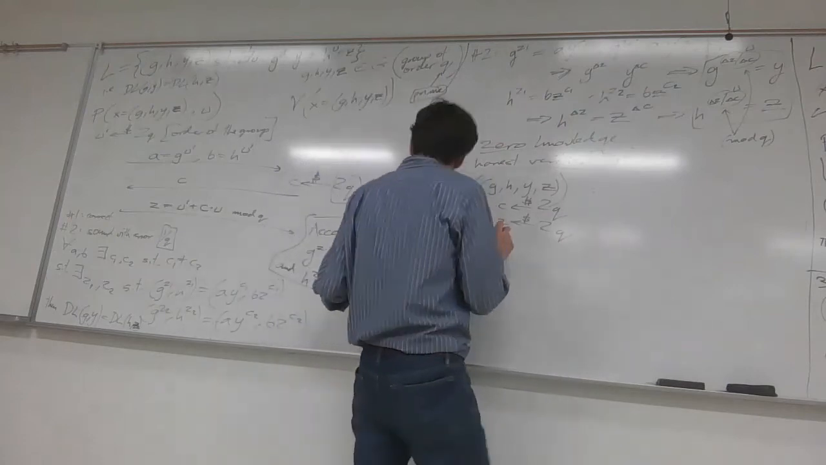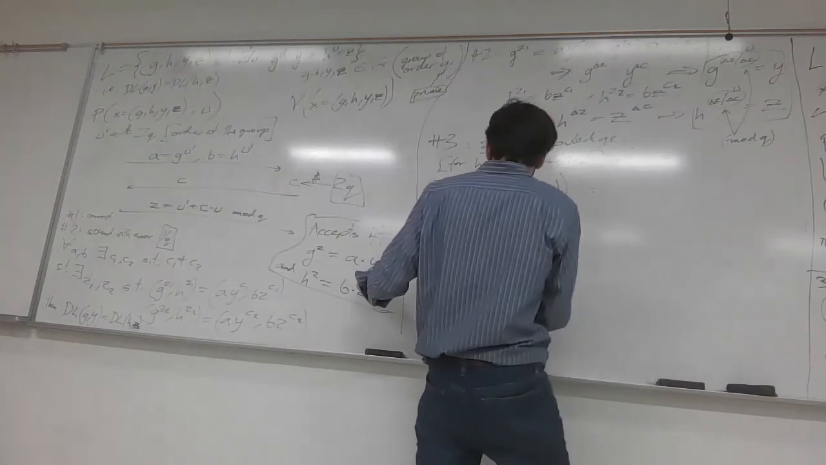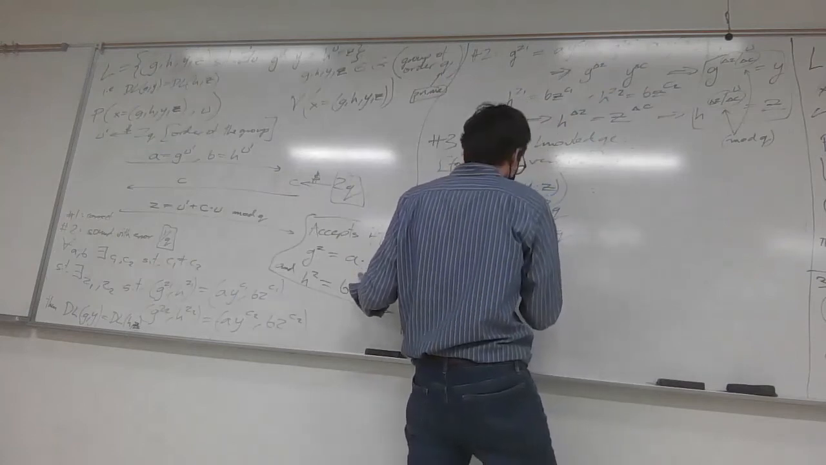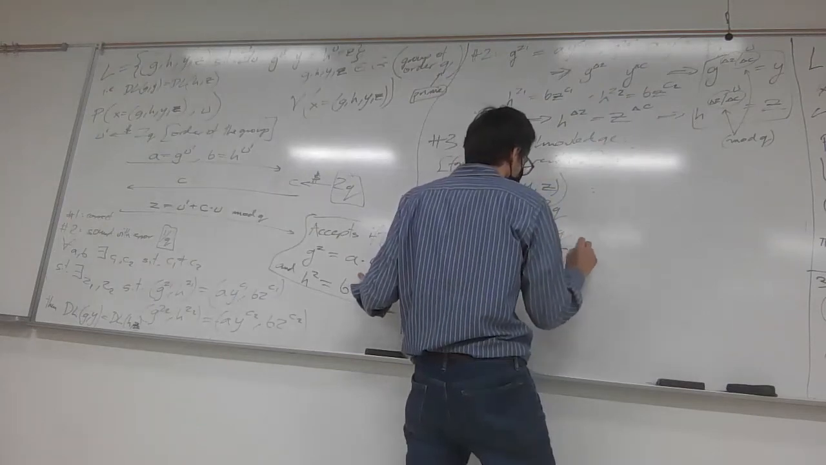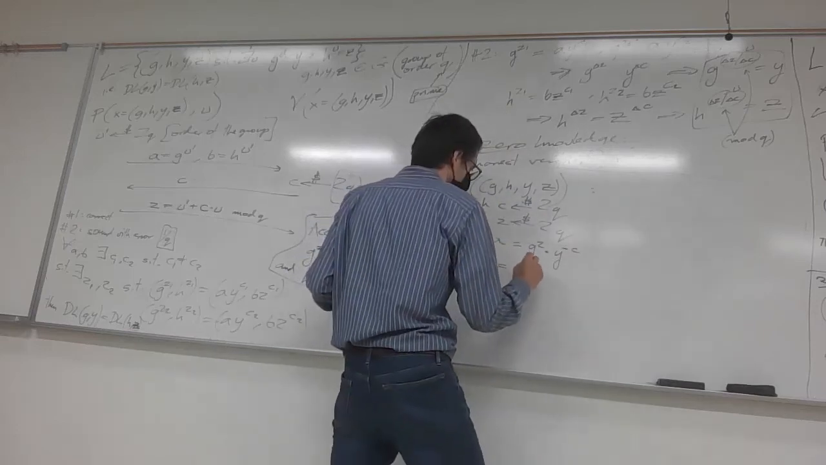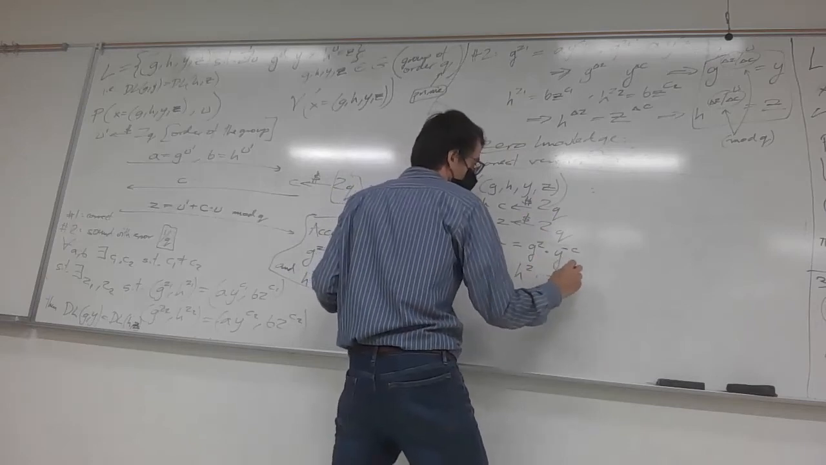So set A to be G to the Z multiplied by Y to the minus C, and B to be H to the Z times Z dash to the minus C.